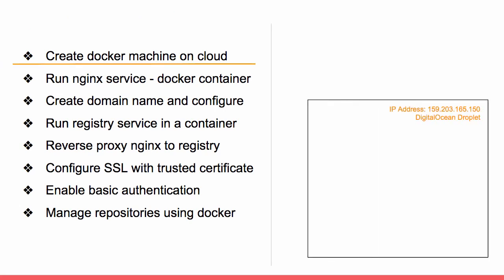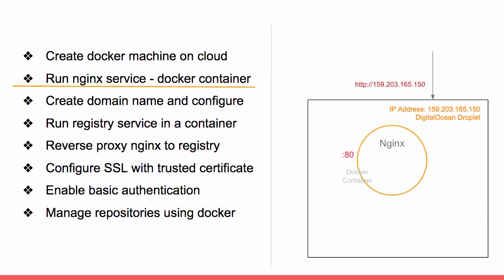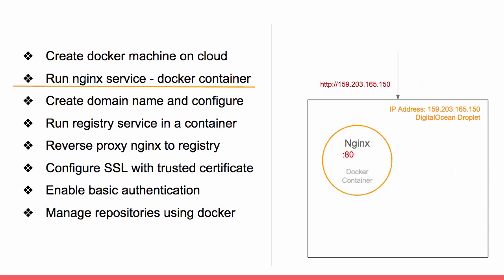Start with setting up a VM on a cloud as a Docker host using Docker Machine, and this VM will have a public IP address. We are going to be using DigitalOcean as the cloud provider. You can use any other cloud hosting solutions out there. Run Nginx on a container on port 80, and port 80 will be available to the host as well. Create a domain name and point it to the public IP address of the VM that we created.